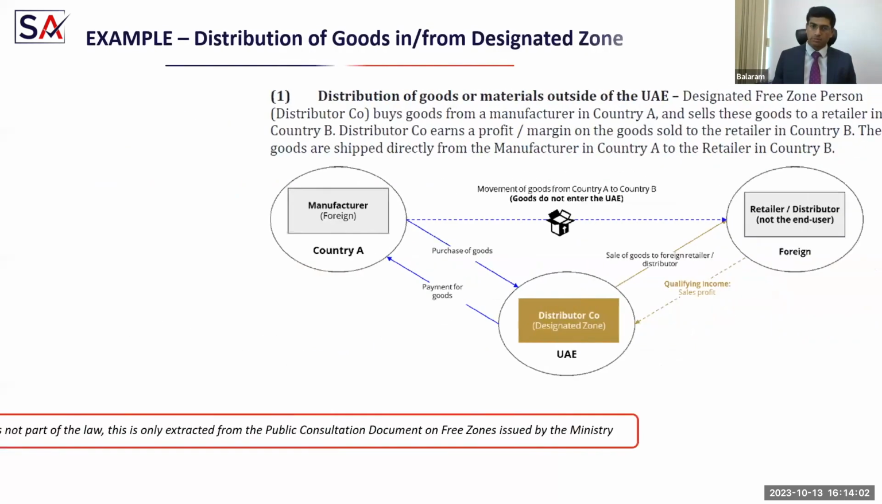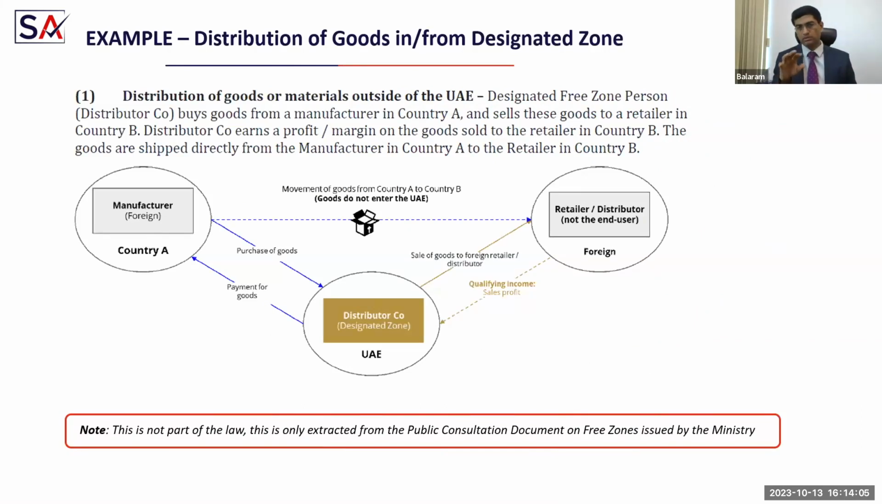Let's take up another example. This example we have picked up from the public consultation document. This is a document issued by the Ministry of Finance with respect to free zones. They wanted to take the opinion of the public with respect to some or all of the transactions mentioned in it. This public consultation document is not part of the law, so we should not be considering it to take any decisions. If FTA comes up with any clarification or amendment to include these, then we have to consider that as a basis to take decisions. For now, we are only talking about this for your information.